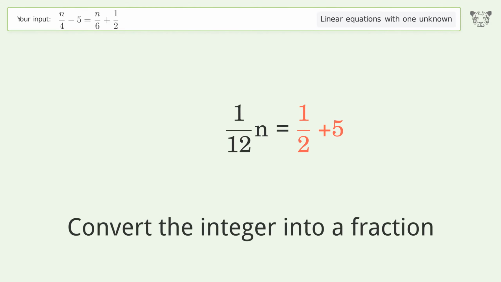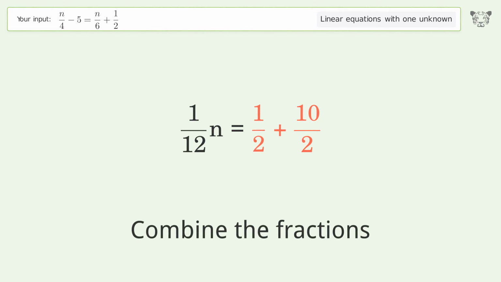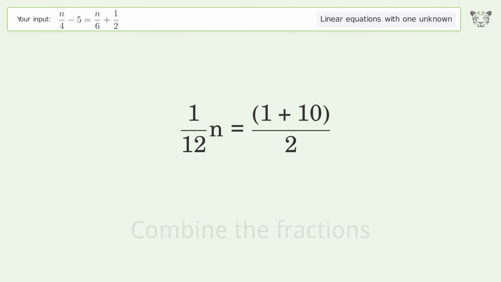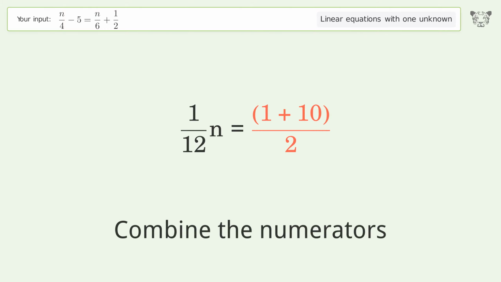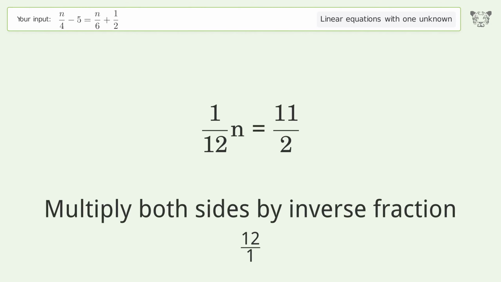Convert the integer into a fraction. Combine the fractions. Combine the numerators. Isolate the n. Multiply both sides by inverse fraction 12 over 1.